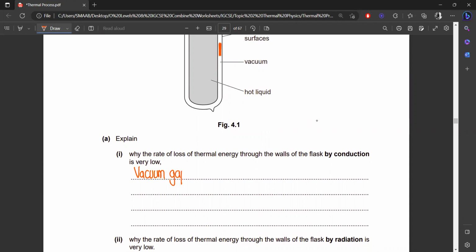So the vacuum gap will reduce the thermal energy loss.